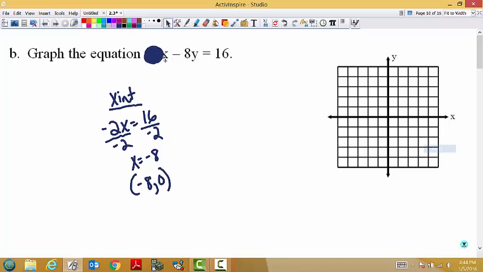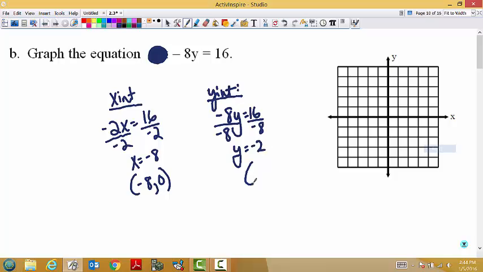For the y-intercept, I'm going to cover the x. So it would be negative 8y equals 16. Divide by negative 8. So y equals negative 2. So it's the point 0, comma, negative 2. So negative 8, 0. 1, 2, 3, 4, 5, 6, 7, 8. Ooh, it's way out here. And then 0, negative 2 would be here. And then I connect the dots. Okay.